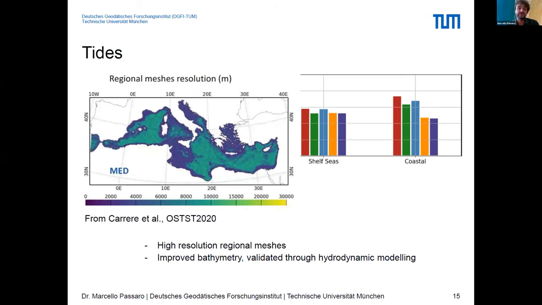I'll mention two of them. One is the fact that modern tidal models are using much higher resolution regional meshes, and they are using, where possible, improved bathymetry, which makes it possible to increase the performance of the modeling of the tides in the coastal zone.